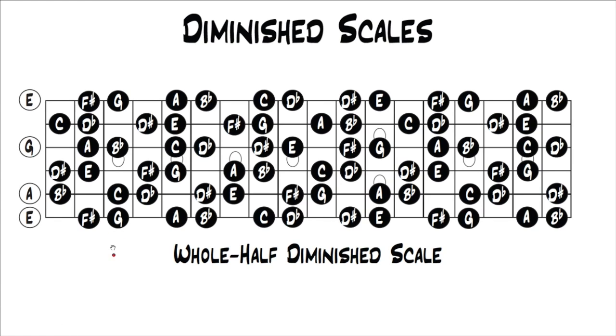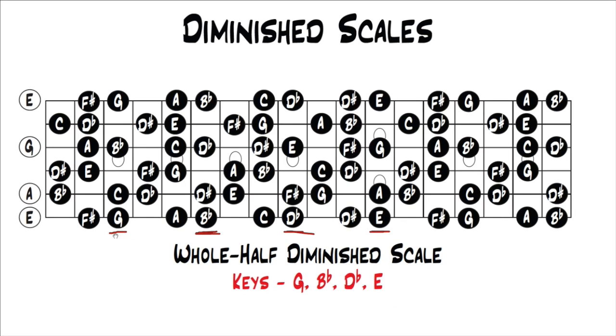So if we were to start on G and play a whole half diminished scale, we'd have it in the key of G, obviously, but we could start on B flat, D flat, or E, and with the exact same notes get the key of B flat, D flat, or E. So G whole half diminished scale has the exact same notes as B flat whole half diminished scale, and as D flat whole half diminished scale, and as E whole half diminished scale.